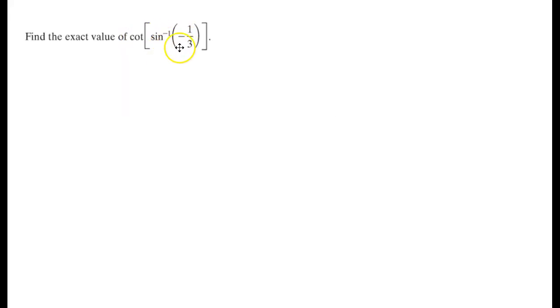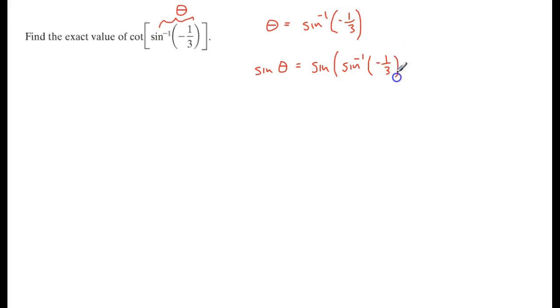Alright, cotangent of the arcsine. Same thing here. This is my angle. This is the theta. So theta equals the arcsine of -1/3. Well, if I take the sine of both sides of that equation, these two wipe each other out. Sine, arcsine. So I'm left with the sine of the angle is equal to -1/3.